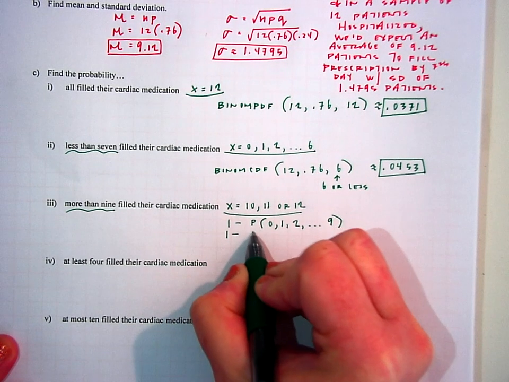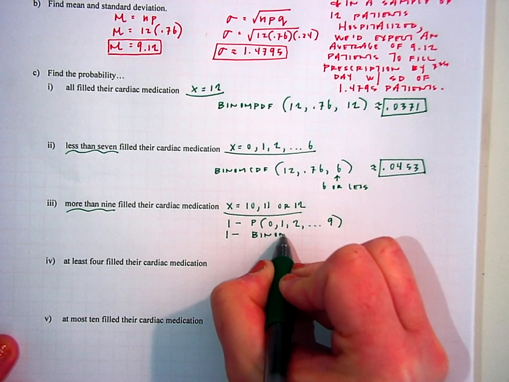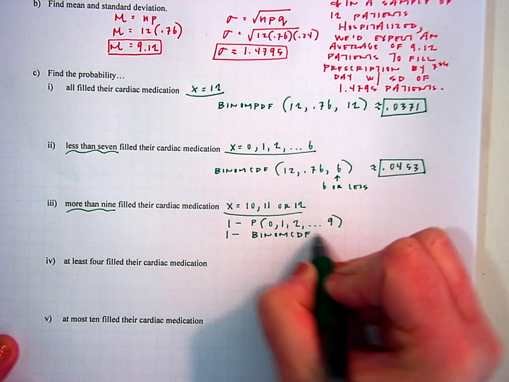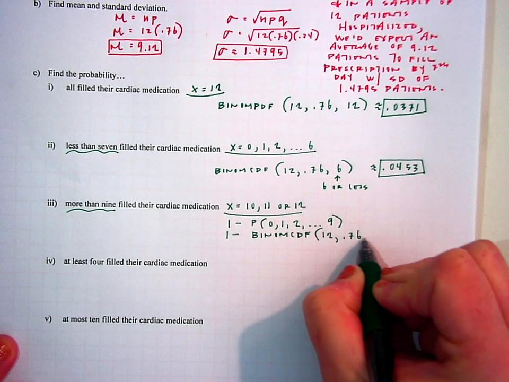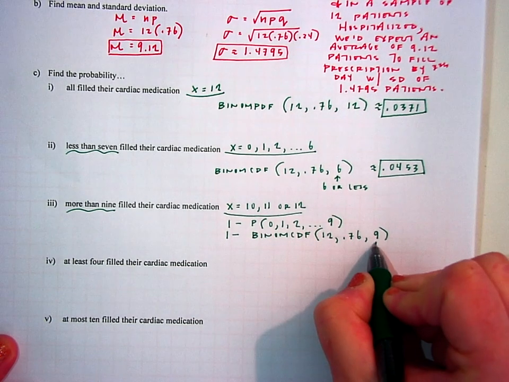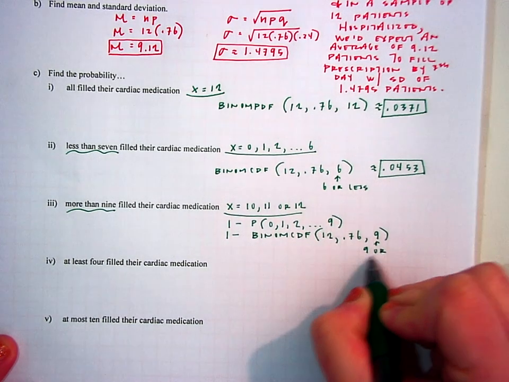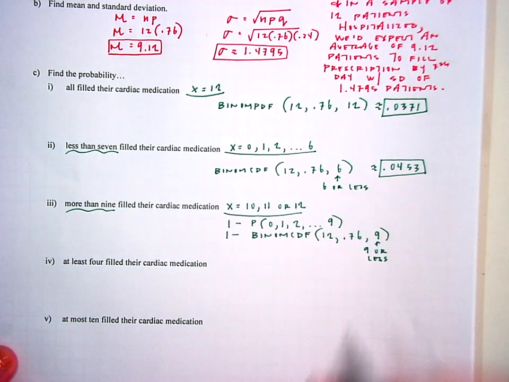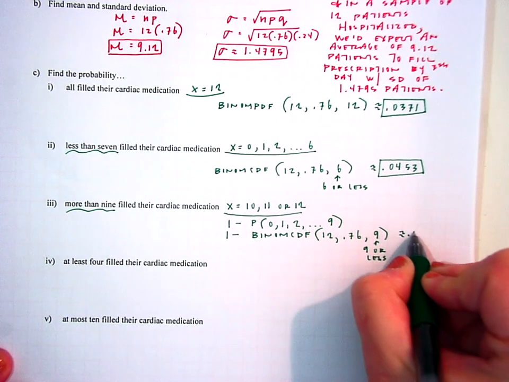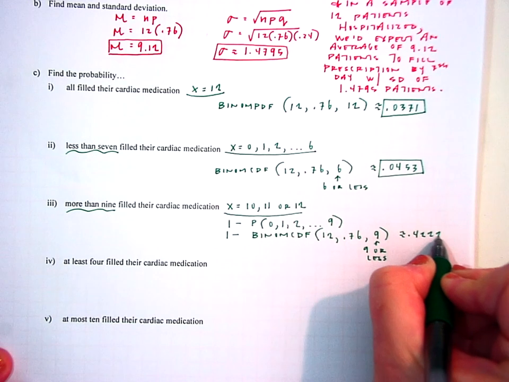So 1 minus binomcdf, we should have 12, 0.76, 9, so 9 or less. Okay, why don't you pause for a moment? Go ahead, type that in. Make sure that we match. Okay, and we should get 0.4222.